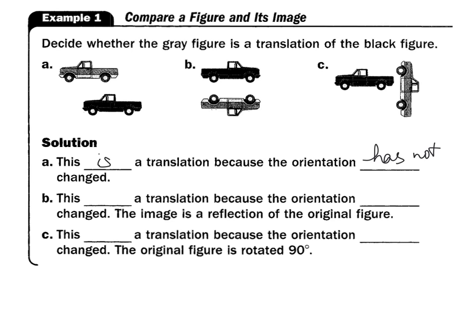B, we've got the black truck and the gray truck. They're flip-flopped. So in this case, this is not a translation because look, the orientation has changed, right? So the definition of translation is simply you slide the figure upward or downward, to the right or to the left, but you don't change the orientation, okay? So obviously the third one, for the same reason, is not a translation because the orientation has been rotated 90 degrees and it has changed.